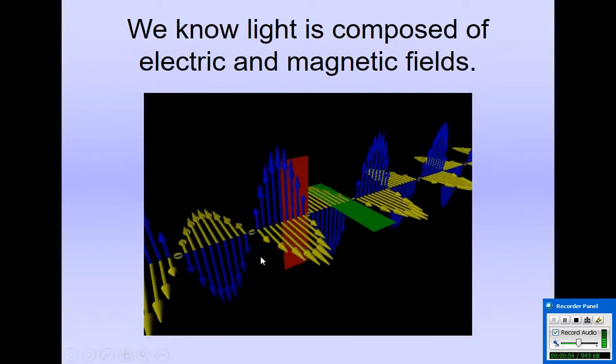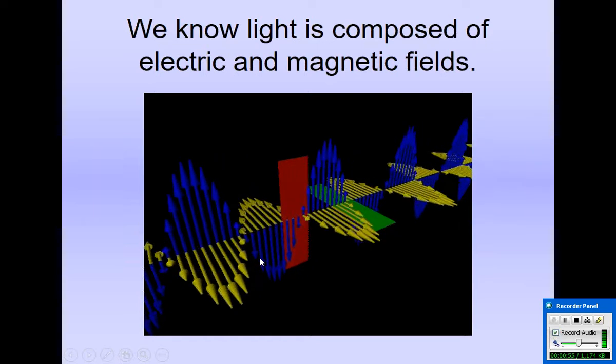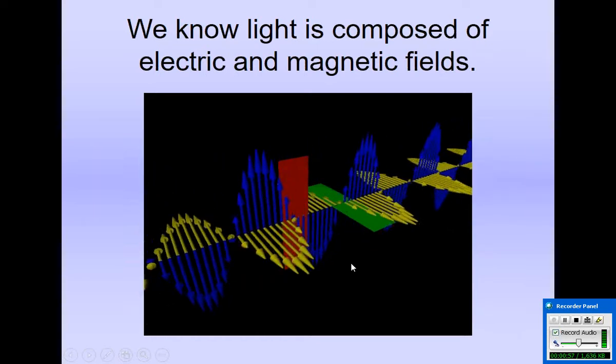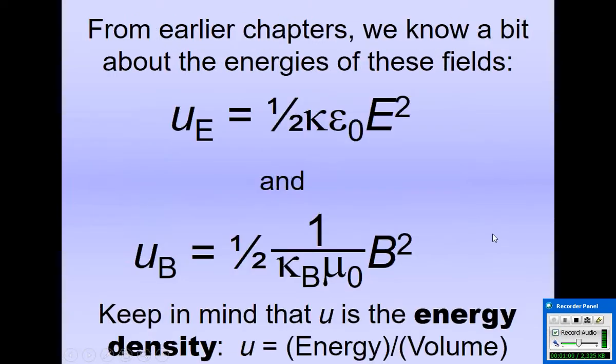Light is made up of oscillating electric fields and oscillating magnetic fields. Recall that we calculated expressions for the energy densities in an electric field and a magnetic field. And at the time we did them, I promised that these were going to come up again. Well, here they are.